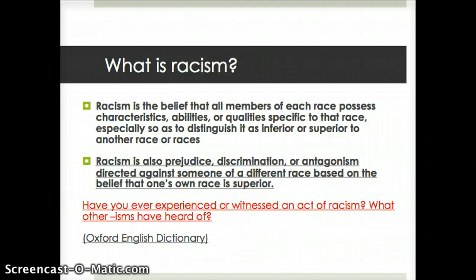We might want to consider how Art Spiegelman uses the allegory as a commentary on racism and in particular anti-Semitism as it existed in World War II. And we might think about your own perception or definition of racism. I have a definition here. It is the belief that all members of each race possess characteristics, abilities, or qualities specific to that race, especially so as to distinguish them as inferior or superior to other race or races.